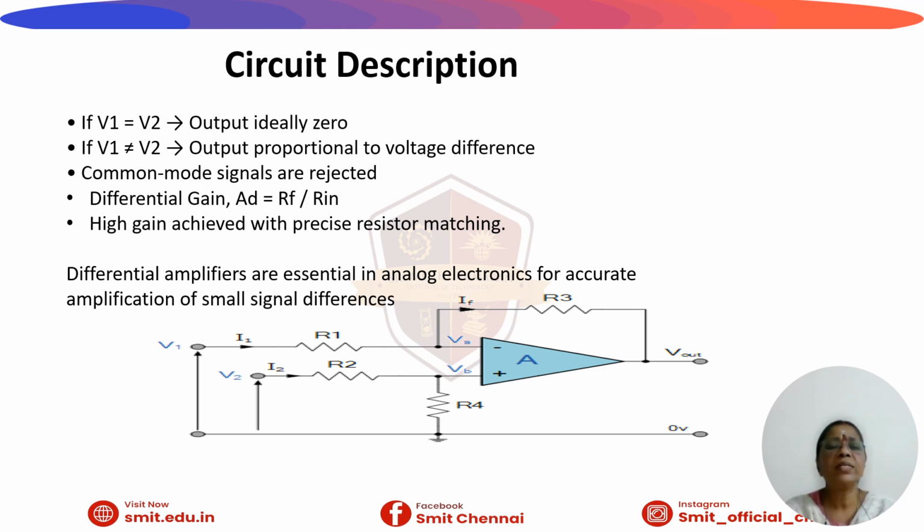If V1 is equal to V2, the output should ideally be 0. If V1 is not equal to V2, the output is proportional to the voltage difference. The differential gain is given as AD is equal to RF by Rin. The common mode signals are rejected and the common mode gain is nullified. High gain is achieved with precise resistor matching.